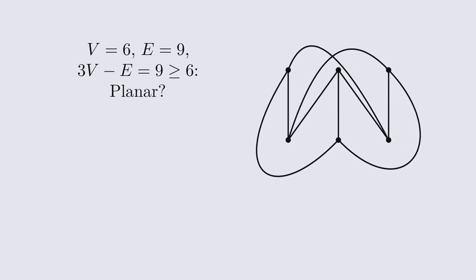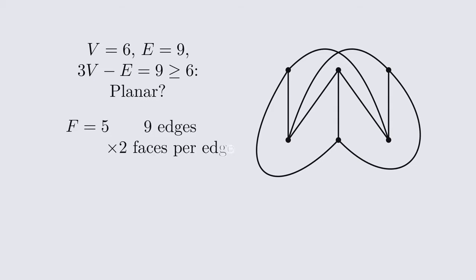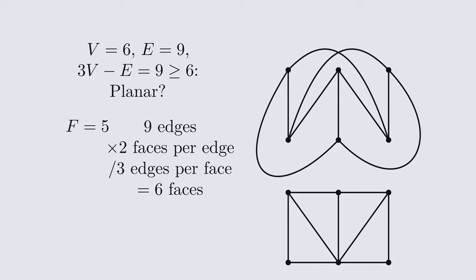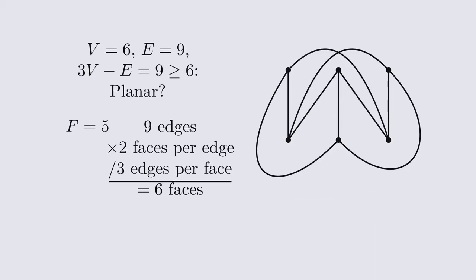What went wrong? Euler's formula says that we need 5 faces, and from counting edge face touchings, it seems like we should be able to form 6 faces. In fact, there are plenty of planar graphs with 6 vertices and 9 edges. But remember, in that rule, we assumed that all the faces were triangles. But K33 has no triangles.